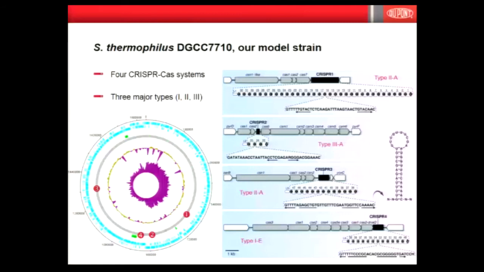So we used especially this model strain, DGCC 7710. Now it's famous because we shared it with many labs in the world. It's a nice white mouse because it contains 4 CRISPR-Cas systems shown here: CRISPR-1, CRISPR-2, CRISPR-3, CRISPR-4. And what is interesting here is that those systems correspond to the 3 major types that have been studied: type 1, type 2, type 3. And we are very lucky because we have 2 type 2 systems in this strain.